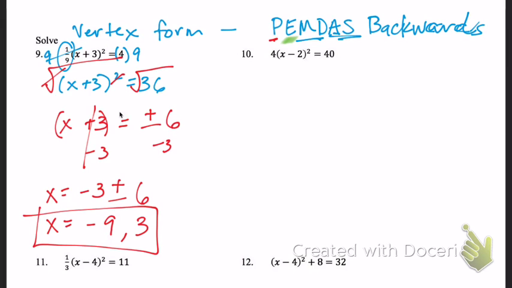Most of the time when you're solving by square roots, your answer will have a square root in it. So I'm going to show you the next example. But if you have 2 integers, then you can actually work it out. Like I can do negative 9 plus 3. I can do negative 3 plus 6, negative 3 minus 6.